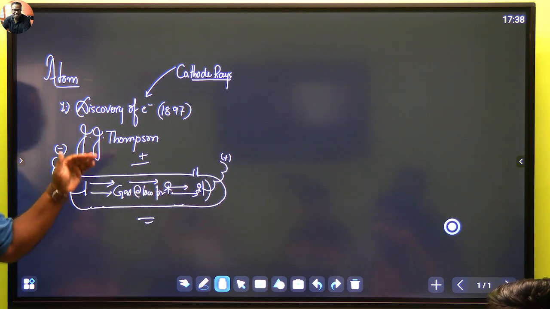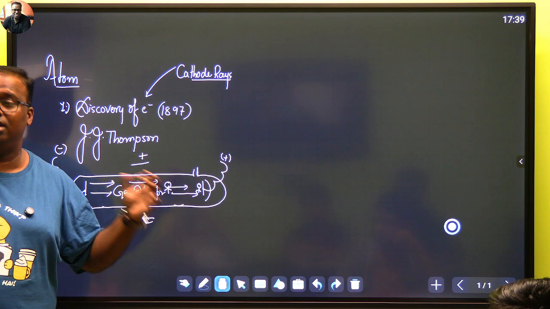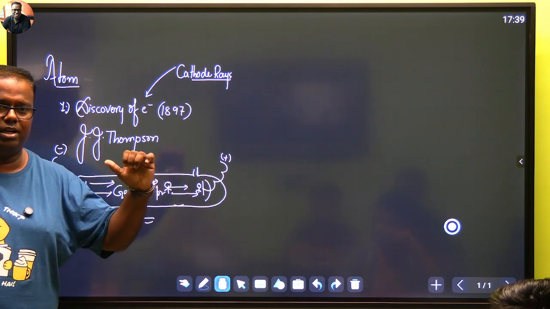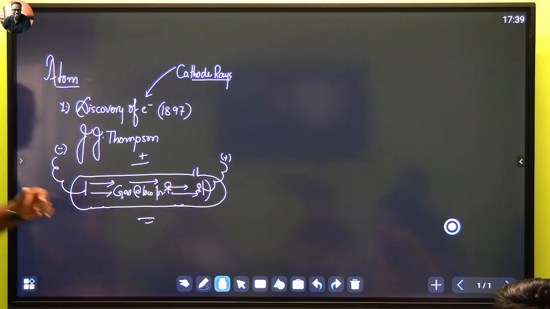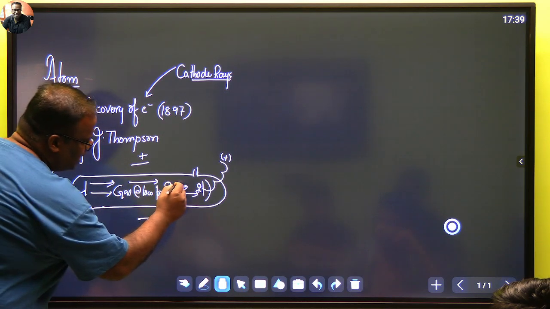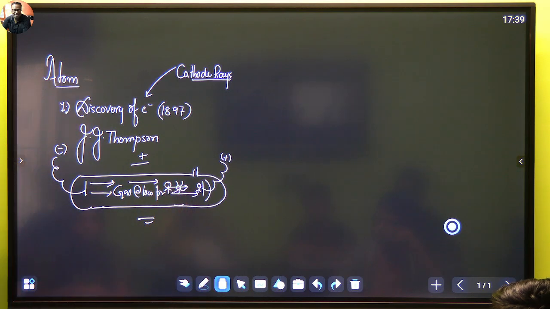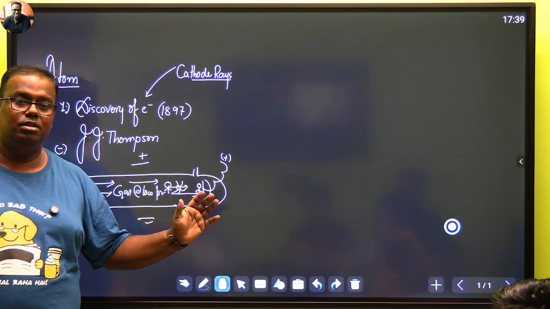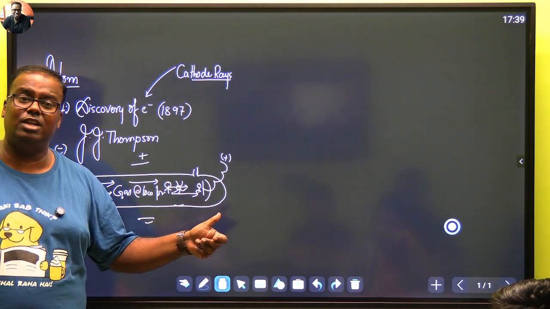Magnetic field aaya, then also the rays got deviated. So that also proves that the rays are charged. Charged rays are like current, and current will always undergo distortion in a magnetic field. What was more interesting is that they placed some very light paddle wheels out here. As the rays travel, they could rotate these paddle wheels. Very light. That means what?